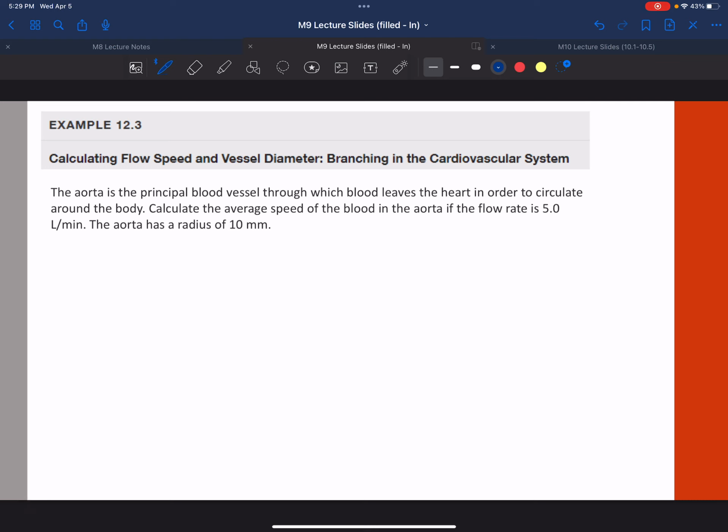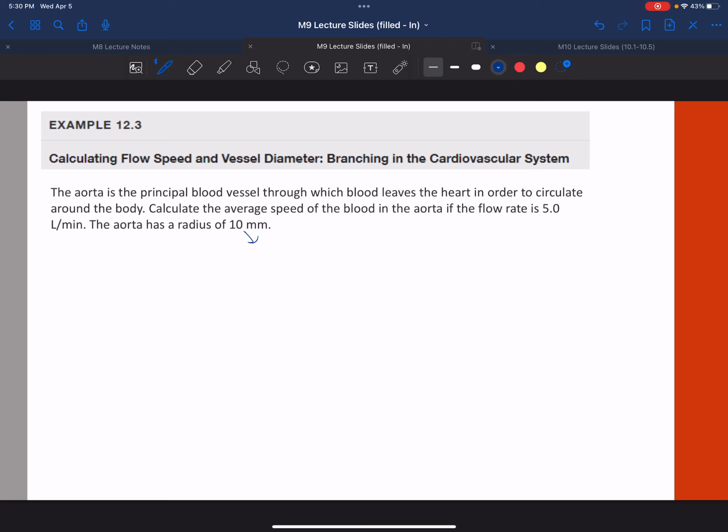We're going to do another one, which relates back to healthcare. And this time we have the aorta, which is the principal blood vessel through which blood leaves the heart to circulate around the body. We're going to calculate the average speed of the blood if the flow rate is 5 liters per minute. So we have the same flow rate, and we're told that the aorta has a radius of 10 millimeters.